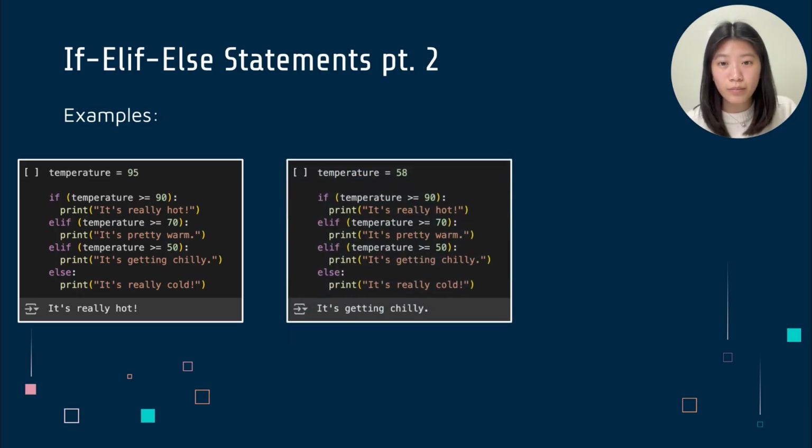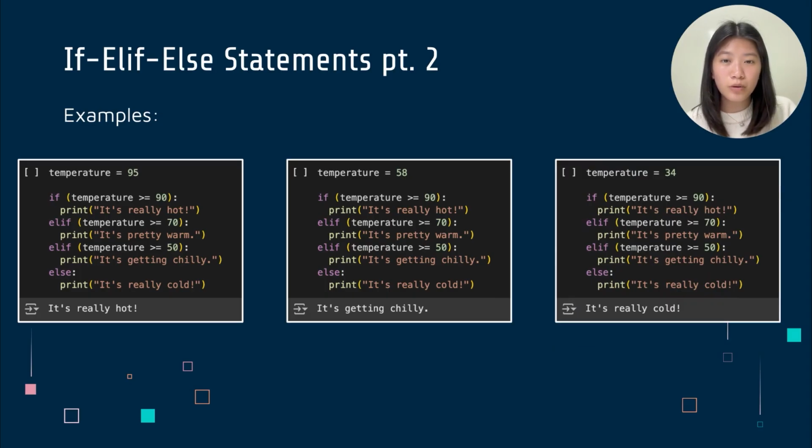In this following example, we set temperature equal to 58. And now let's see what this will output. So if temperature is greater than or equal to 90, we know 58 is not greater than or equal to 90, so it'll move to the next elif statement. Then we check if 58 is greater than or equal to 70. That's not the case, so we move to the next elif statement. Then we check if 58 is greater than or equal to 50, which is true, so we print it's getting chilly. And now we're not going to run the else statement because the conditional already printed, so the only output is going to be it's getting chilly.